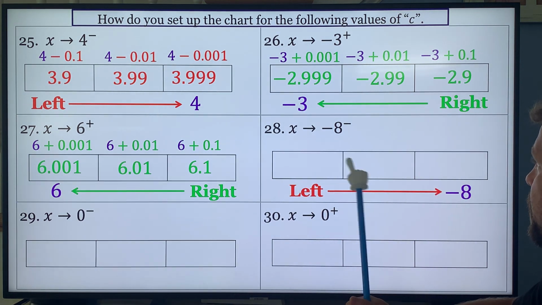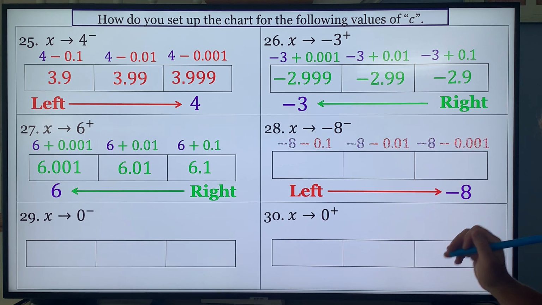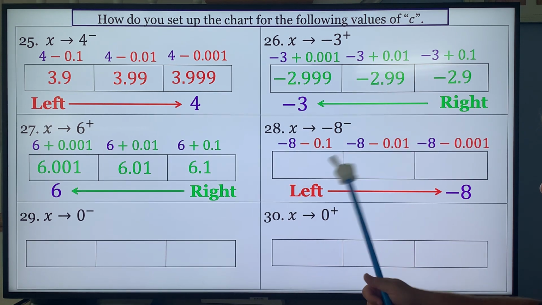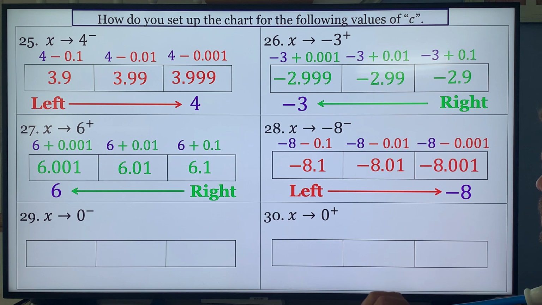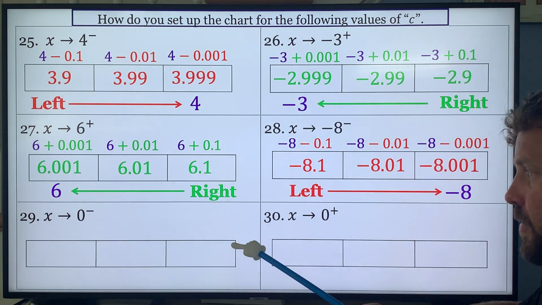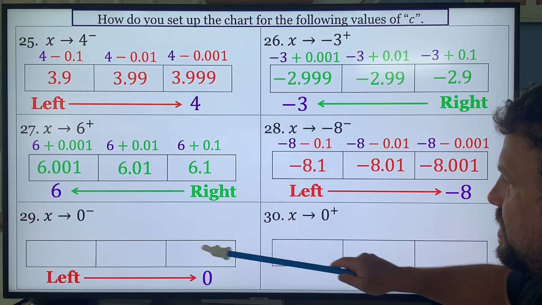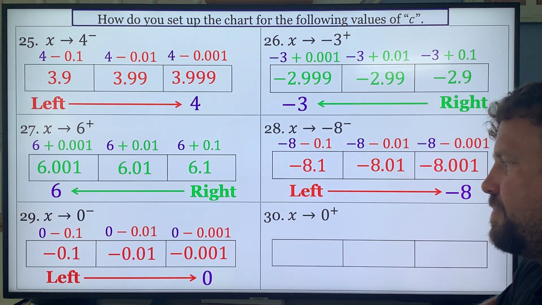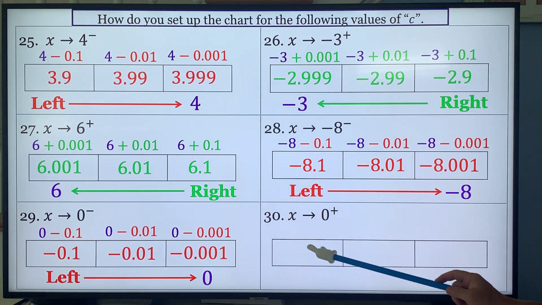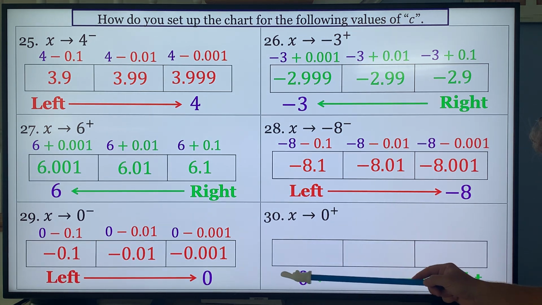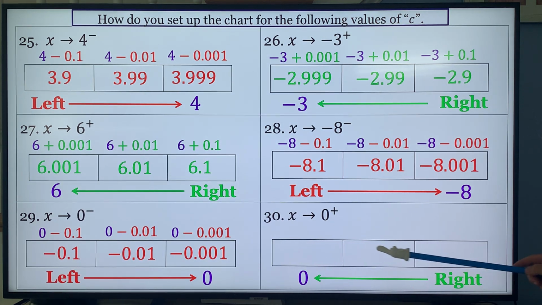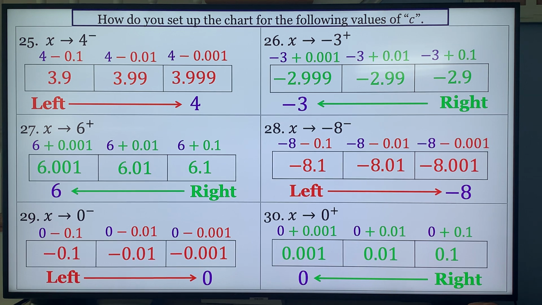All right, for these, from the left to -8, so you're going to subtract 1,000th, subtract 100th, subtract a 10th. All right. 0 from the negative. That means you're coming from the left, approaching 0. So -1,000th, -100th, -10th. From the positive, you come from the right, and you have a 0 here. So you add 1,000th, add 100th, add 10th. That's it. Hopefully this helped you with your chart setting up skills.